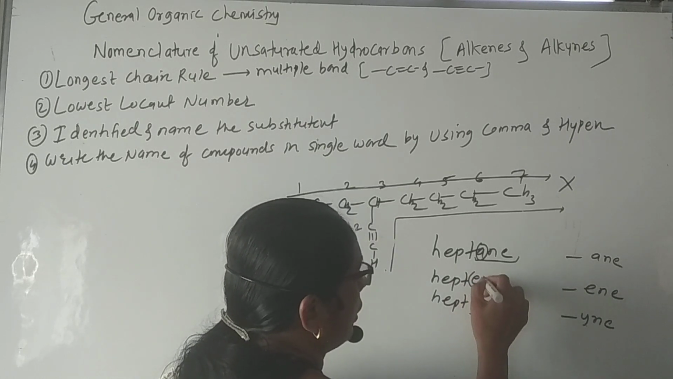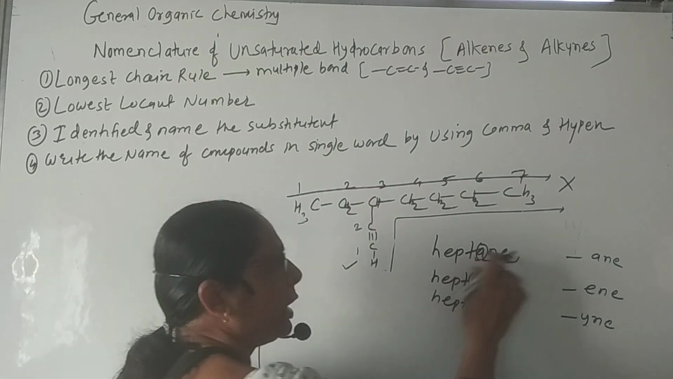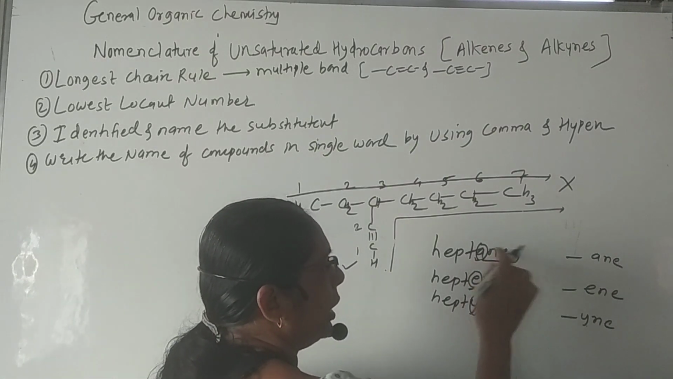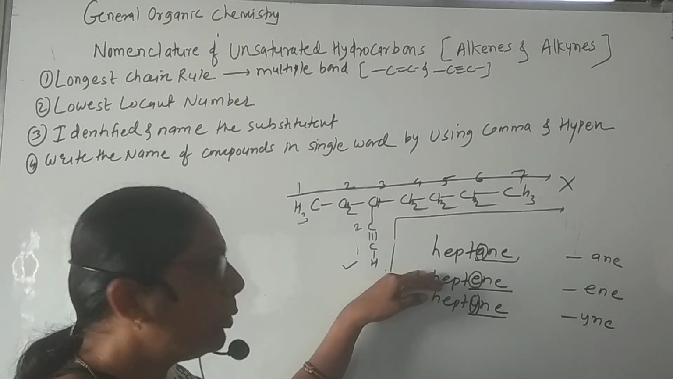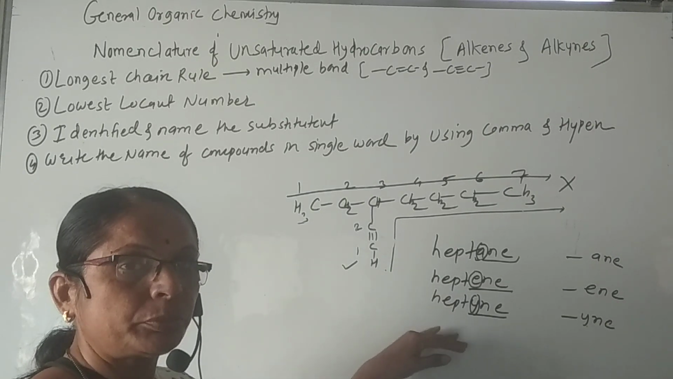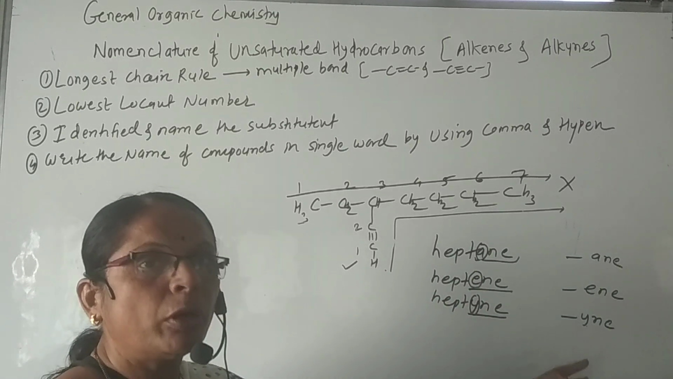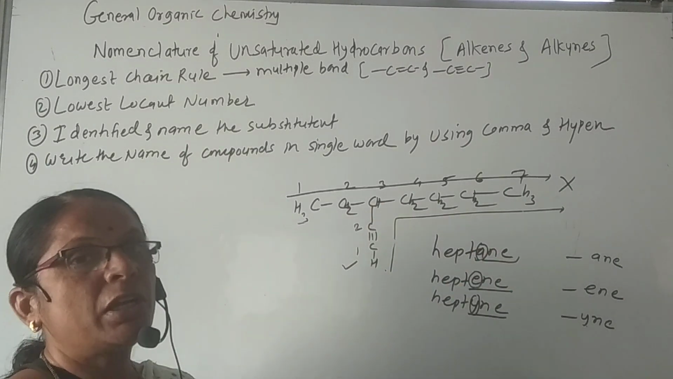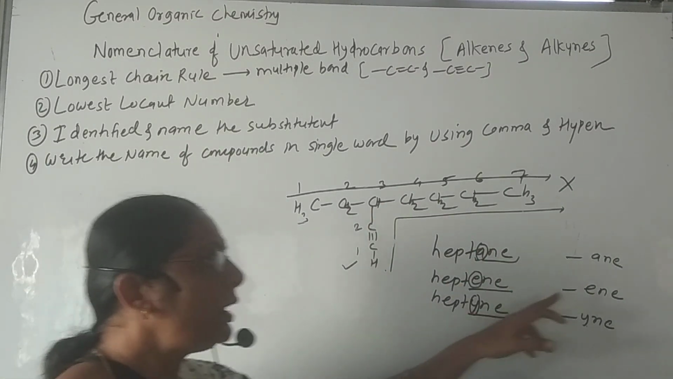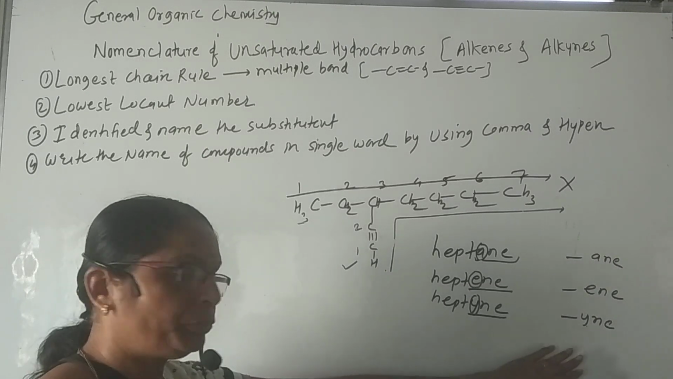So like this way, a change can be made, that is the heptane. "ane" can be changed by "ene", or "ane" changed by "yne", in the case of the double bond or the triple bond. In the case of the double bond, we use "ene". In the case of the triple bond, we use "yne". So first the longest chain rule, then change "ane" by "ene" or "yne" depending upon which multiple bond we have.